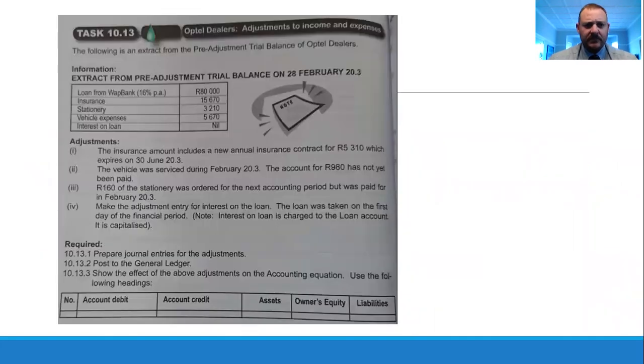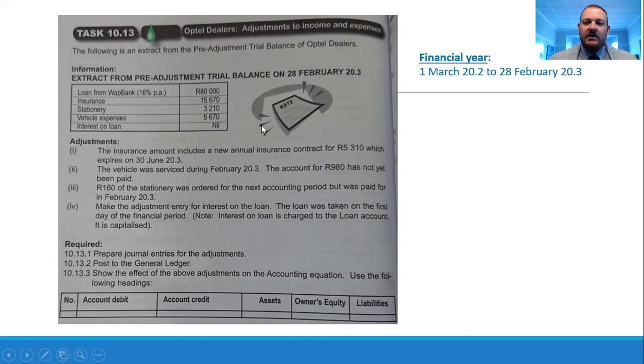That we'll be dealing with now in task 10.13. In 10.13, guys, the financial year has been given to us. It's important that when we do our timeline, we know the financial year is from the 1st of March 20.2 right through to the 28th of February 20.3. They give us a pre-adjustment trial balance, so there are figures given to us. In it, they tell us that the loan amounts to 80,000 Rand, insurance is 15,670, stationery, and the rest of the amounts are given to us.